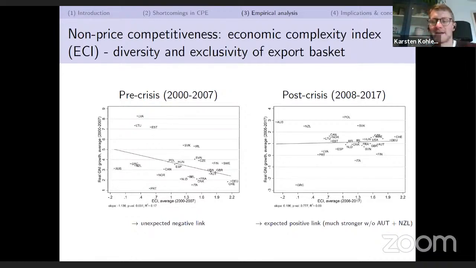The line is basically flat, which has a lot to do with the two countries here at the top left, Australia and New Zealand, which in a way mess up the entire relationship. So if you exclude those countries that arguably are a bit different because they are close to China, you get a very strong positive relationship.